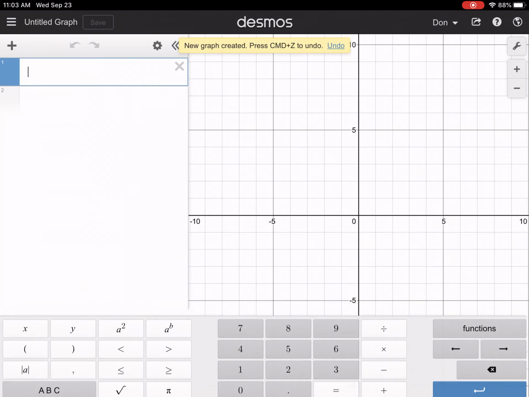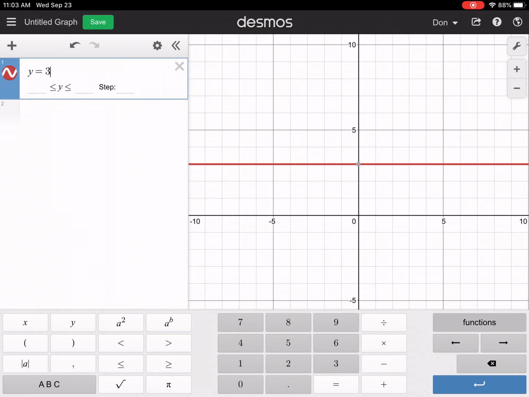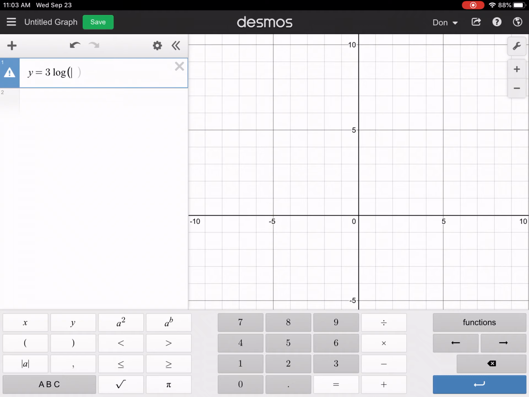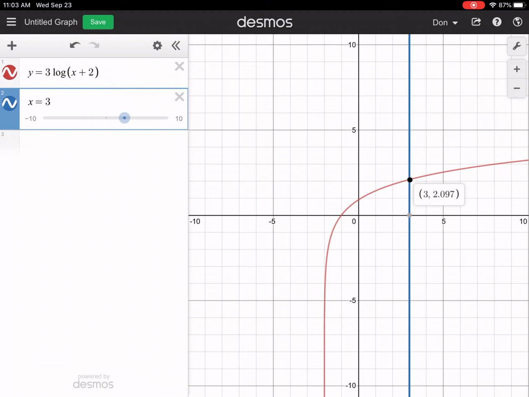Let's just go for a new graph. Y equals 3 log x plus 2. Okay, so there's 3 log x plus 2. When x equals 3, there's their point of intersection. The y-coordinate is 2.097, but again, don't get confused by that.